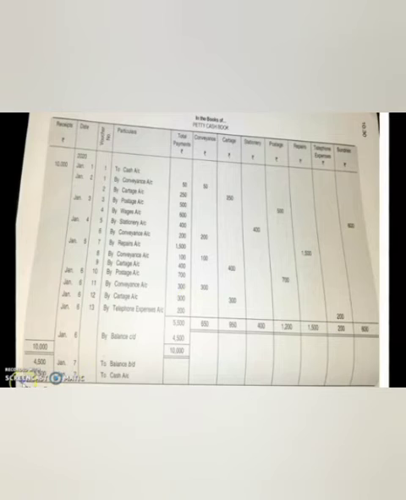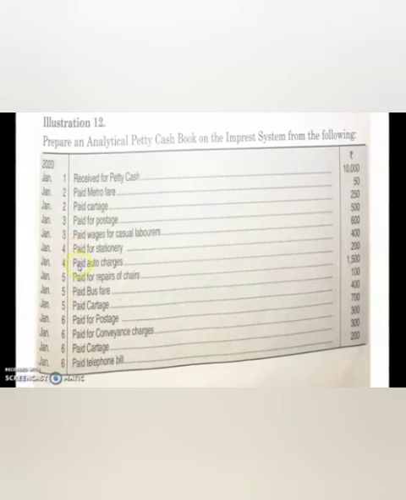Now January 4. See, again two items are there for January 4. The one is paid for stationery and the other one is paid auto charges. For stationery we have to prepare a separate column, but auto charges will come under conveyance.